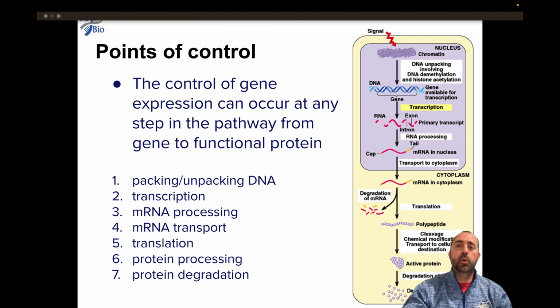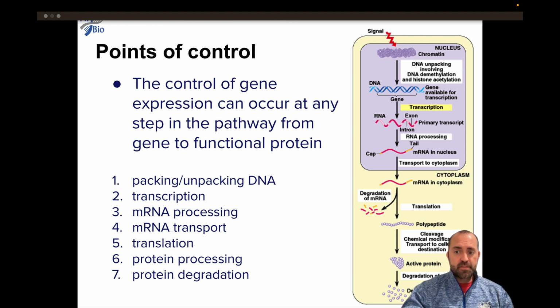So there are several points of control in eukaryotic organisms. A lot of the stuff we talked about for prokaryotes was all pre-transcription. So once the DNA was transcribed into RNA, protein synthesis was pretty much going to happen. So prokaryotes need to prevent mRNA from being made as a way of controlling if proteins are going to be made. Now, in eukaryotes, there are a lot more different steps or places where gene regulation can occur.